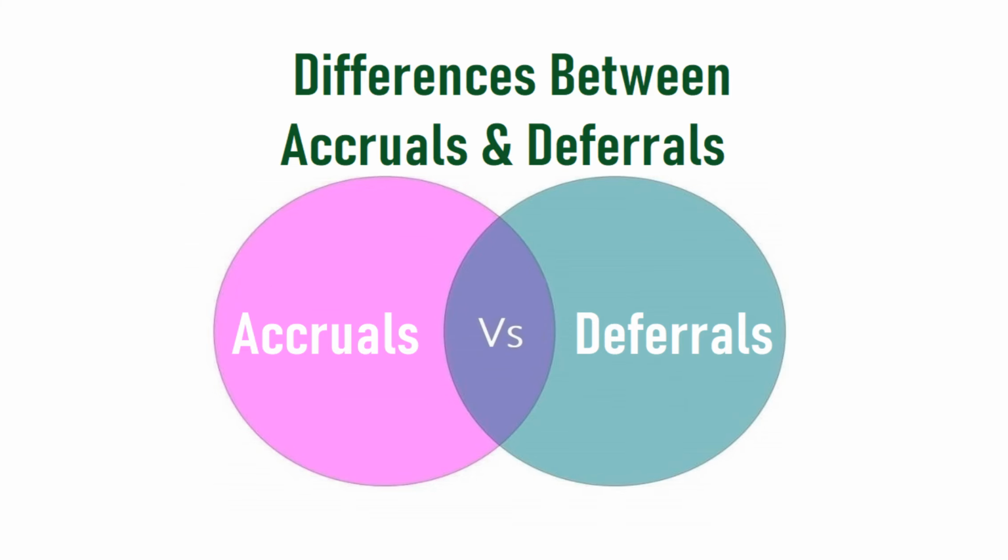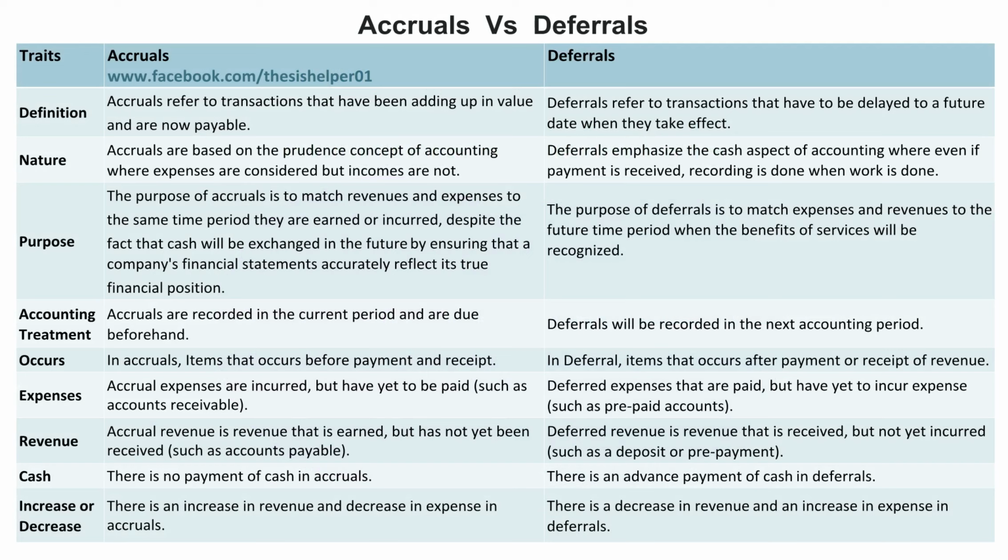Differences between accruals and deferrals. Accruals versus deferrals. Accruals refer to transactions that have been adding up in value and are now payable. Whereas, deferrals refer to transactions that have to be delayed to a future date when they take effect.